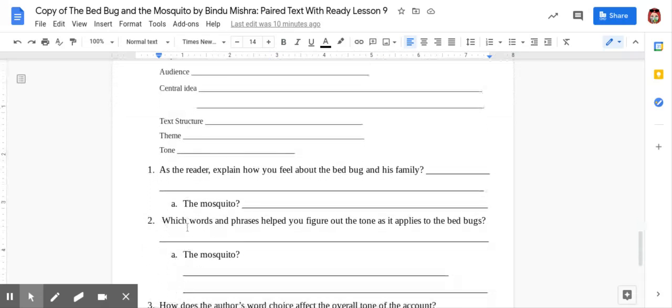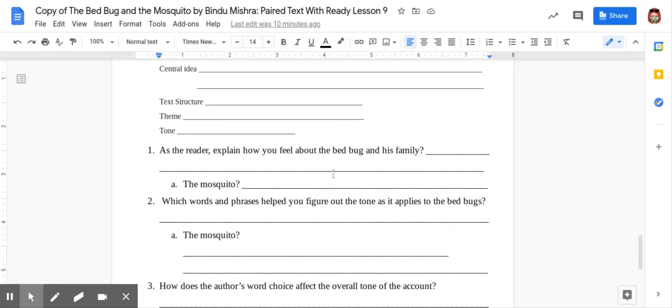Okay, so question 1 says, as the reader, explain how you feel about the bedbug and his family. So how do you feel? Take away the fact that most people think bedbugs are a little on the icky side. How is it portrayed in the story? How do the bedbug and his family's tragedy and the trust that they have in the mosquito, and then the tragedy that happens at the end to them, make you feel? Take into consideration what happens to them. So explain as the reader how they make you feel. And then the mosquito. As the reader, explain how you feel about the mosquito. So that's what you're doing for number 1.